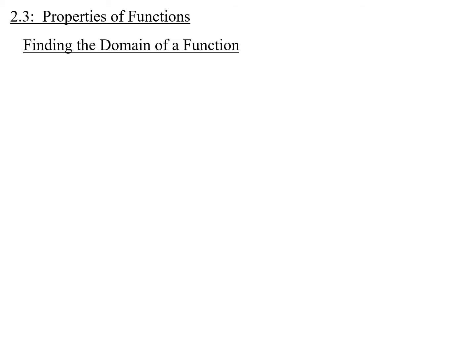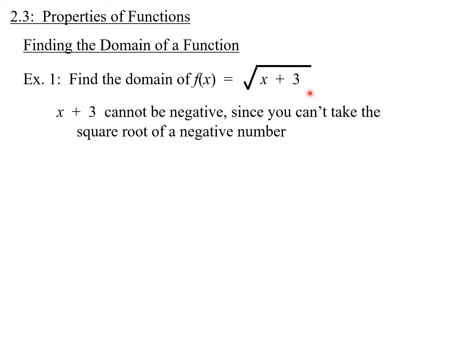Now I know we did that in the last section with a graph, but this time we're going to get it from an equation. For example, let's find the domain of f of x equals root x plus 3. Okay, now what we know about radicals, or things underneath the radical sign, is that they cannot be negative, right? It's because you can't take the square root of a negative number. So that limits the domain, okay?